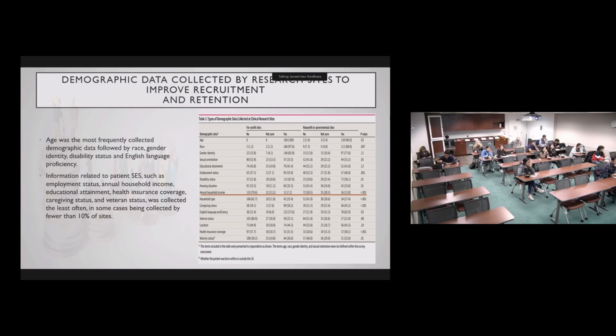That is very important for determining the strategies for socioeconomically disadvantaged groups. So information related to patient SES, which included employment status, annual household income, educational attainment, health insurance coverage, and caregiving status, were least often collected by both of the sites. That was fewer than 10% of the sites.